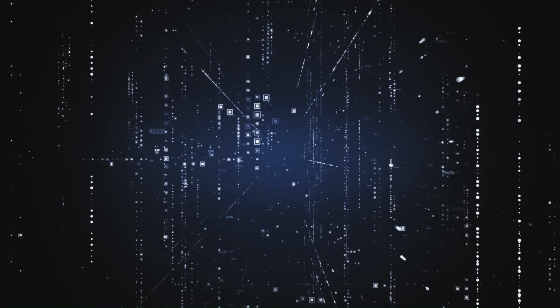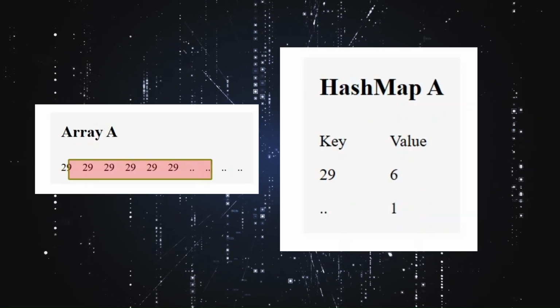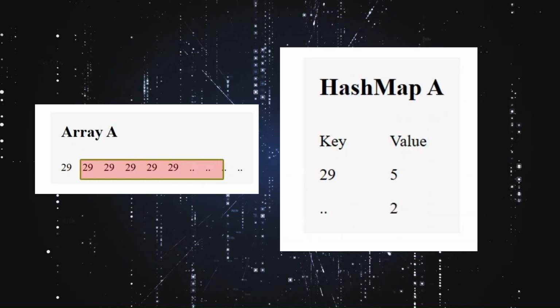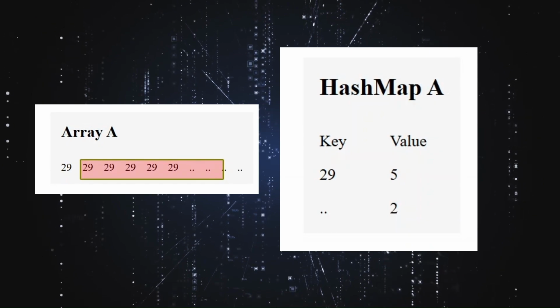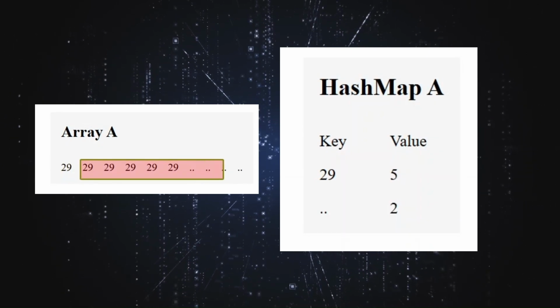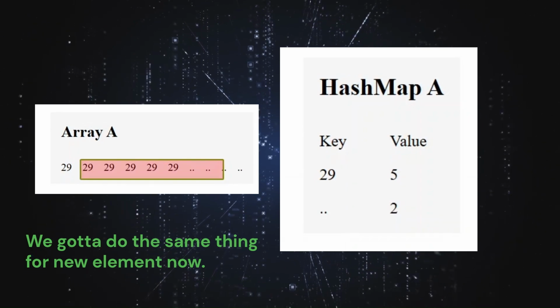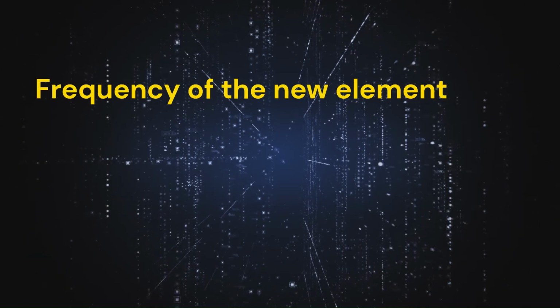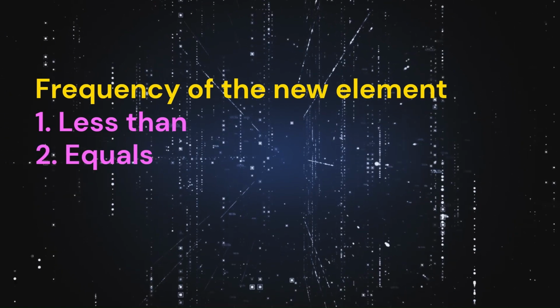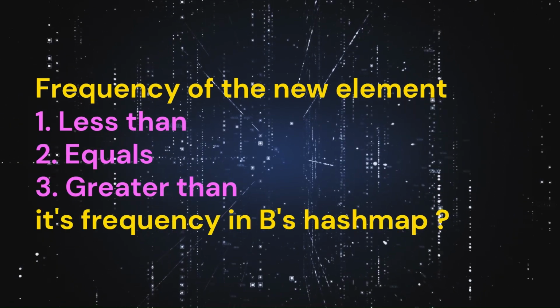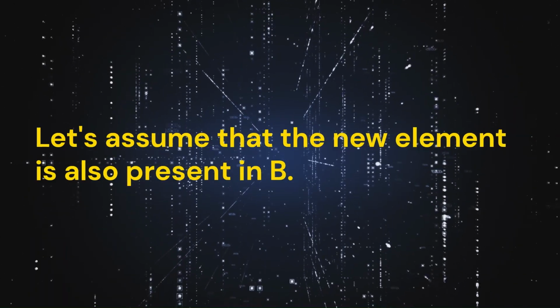Now comes another point. Since we are moving the window to the right, we're also adding a new element to the frequency map. So we'd update the A's hash map with the new entry and compare the frequency of the new element with its frequency in B's hash map. Again, the same question. What do you think will happen if the frequency of the new element is less than, equal, or greater than its frequency in B's hash map, provided that the new element is indeed present in B?